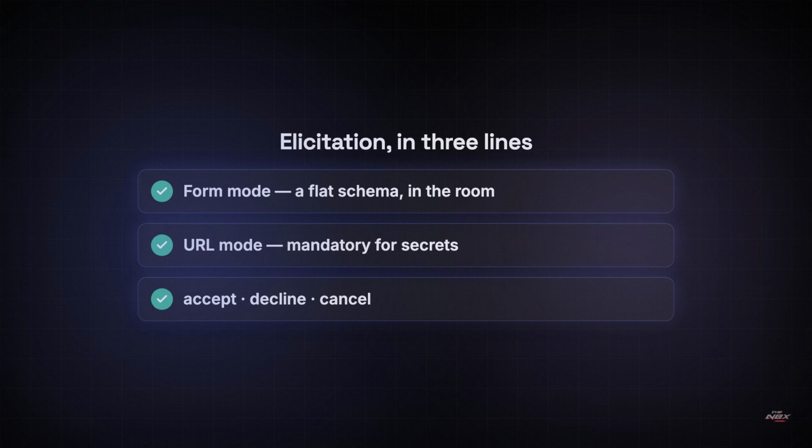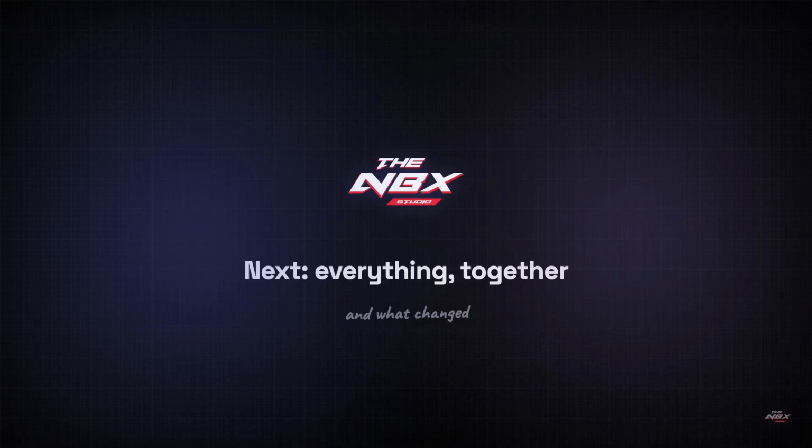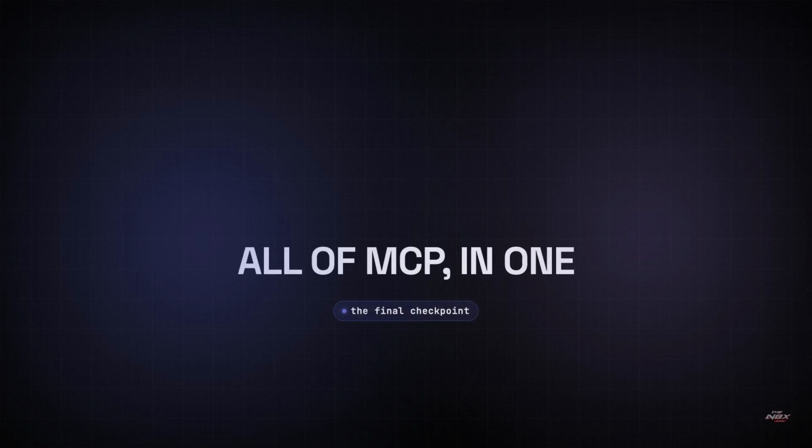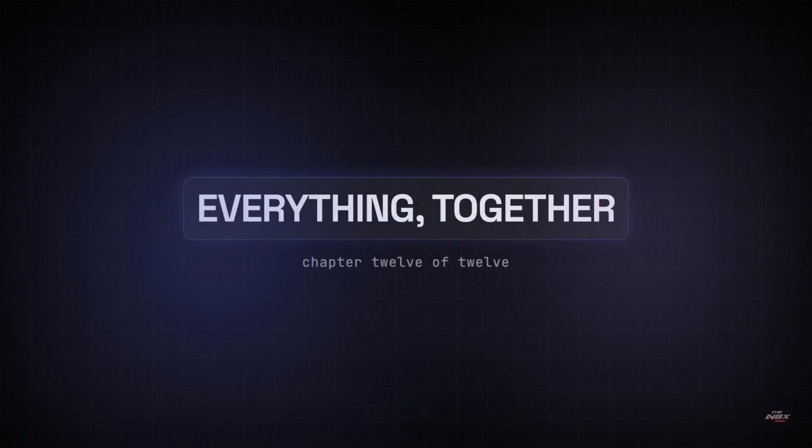Three, never two. One chapter left, where we put the whole protocol back together and sort what's current from what's on its way out. You've got all the pieces now. This is where they fit together into one mental model you can carry into real code, plus an honest list of what the specification has already deprecated, so you don't build on the wrong thing.